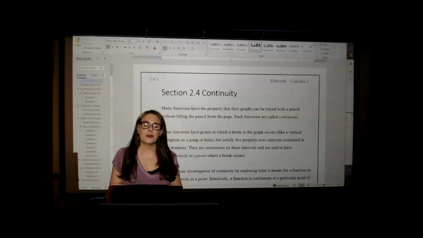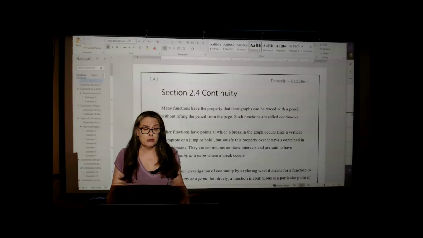In this video, we're going to be talking about continuity. Continuity is a very important concept in calculus. Many of the most important theorems in calculus start with, let f of x be a continuous function. And if it's not a continuous function, then we can't apply the theorem.